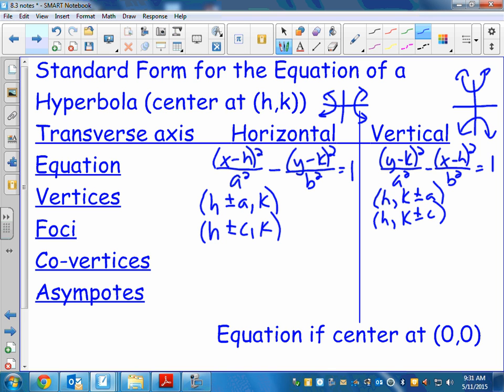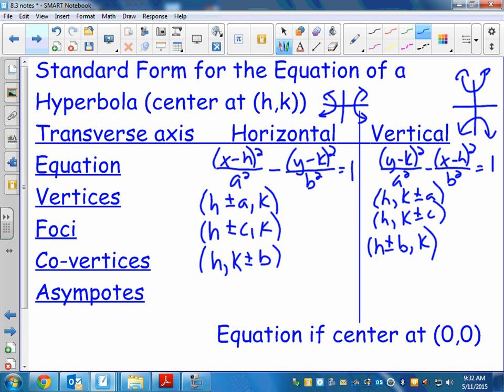Why would you even need to graph the covertices? Because the covertices are this axis, but I'm going to show you a shortcut here of why that might be a good thing. In an ellipse, those are called the minor axis lengths. So a little tricky because covertices are going to be going the opposite direction. So going horizontally, covertices would be going B units this way. So that would be H, comma K plus or minus B. And this one would be H plus or minus B, comma K.